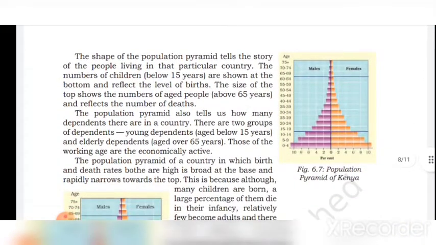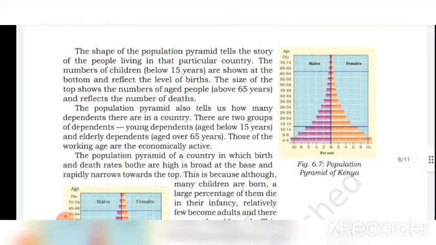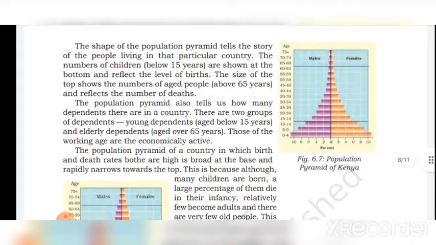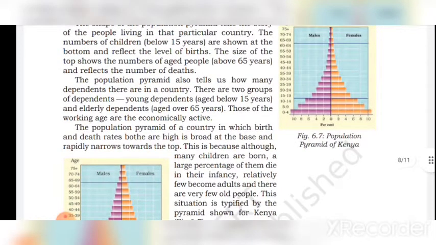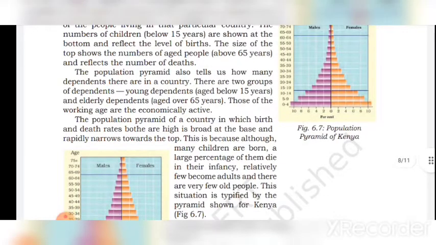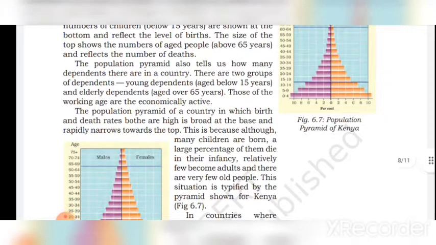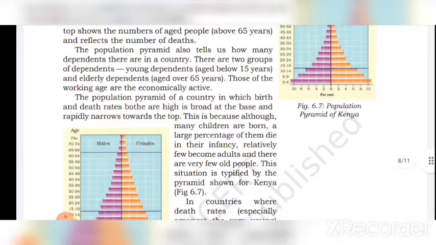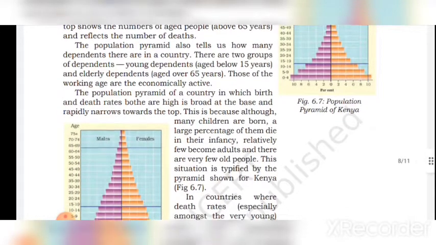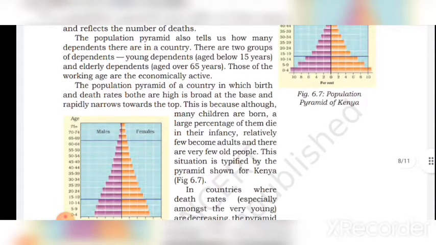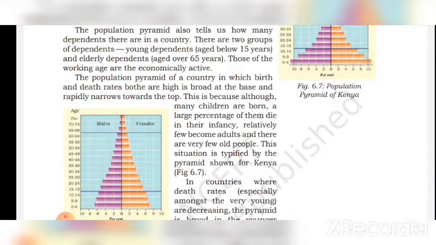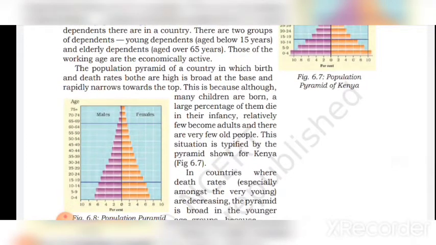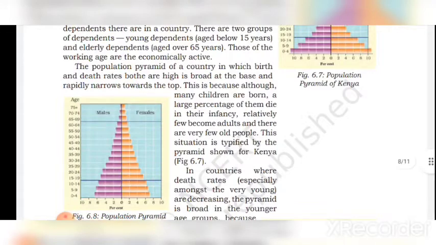The shape of the population pyramid tells the story of the people living in that particular country. The number of children below 15 years are shown at the bottom and reflect the level of births. The size of the top shows the number of aged people above 65 years and reflects the number of deaths. The population pyramid also tells us how many dependents there are in a country. There are two groups of dependents: young dependents aged below 15 years and elderly dependents aged over 65 years. Those of working age are the economically active.